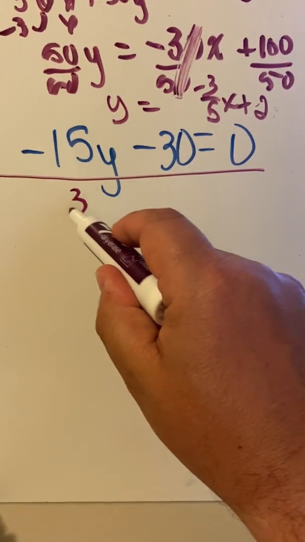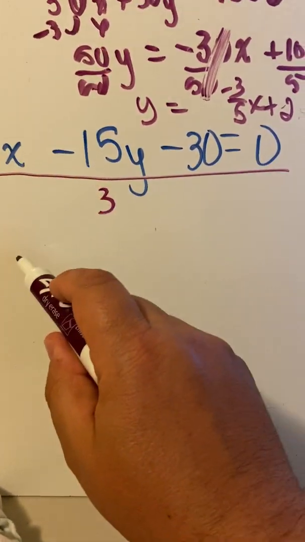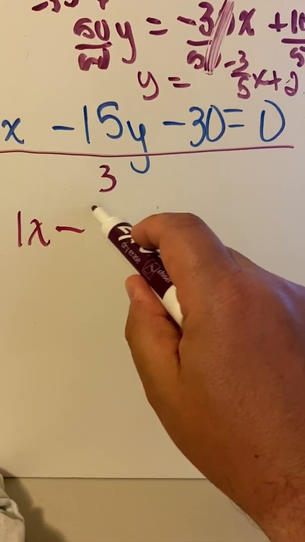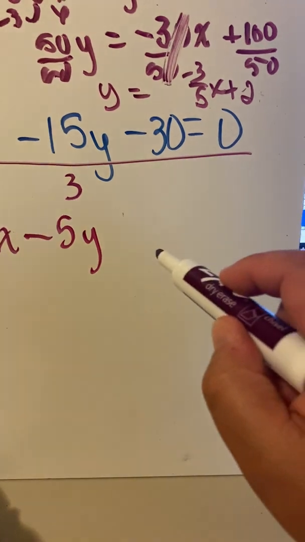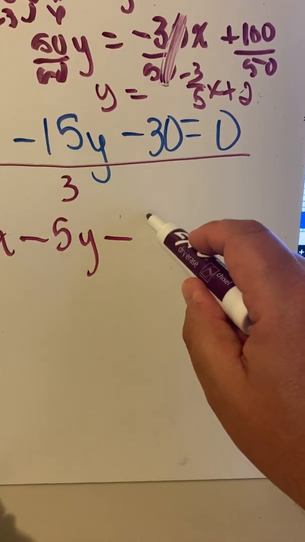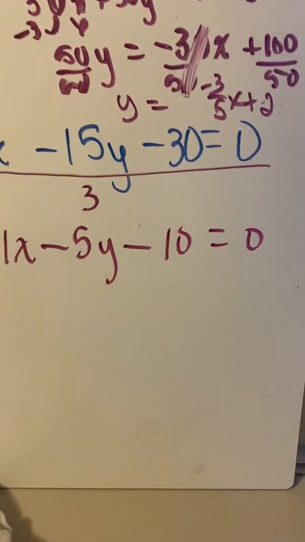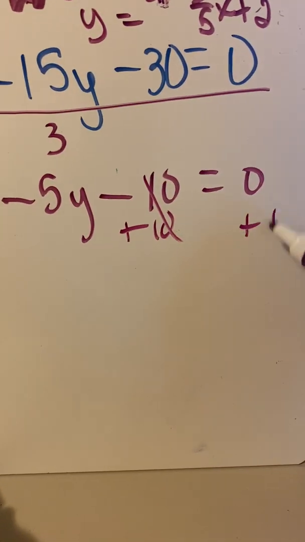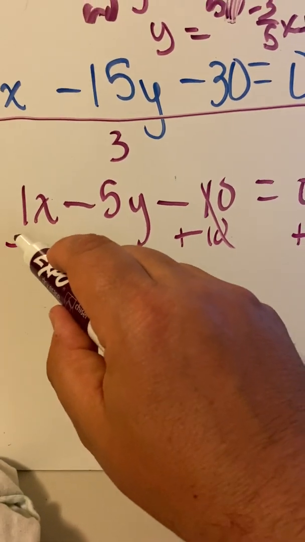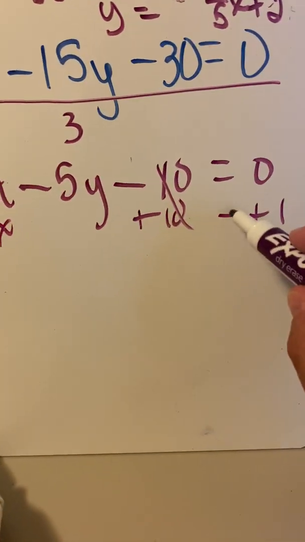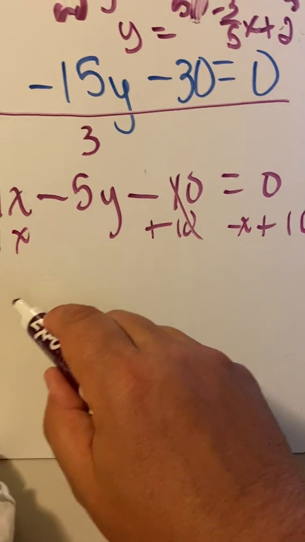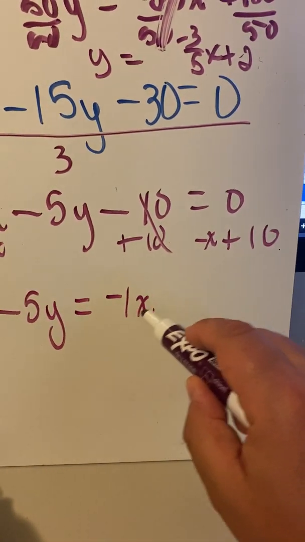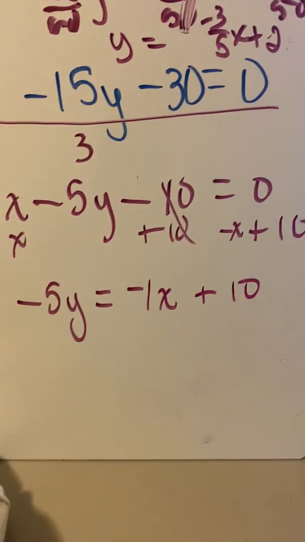Divide everything by 3. 3x divided by 3 is just 1x, or just x. Negative 15 is a negative 5y. A negative 30 is a negative 10 is equal to 0. Now it's just basic single-digit numbers. Plus 10. Bring the x over. And it should be negative 5y is equal to negative 1x plus 10.